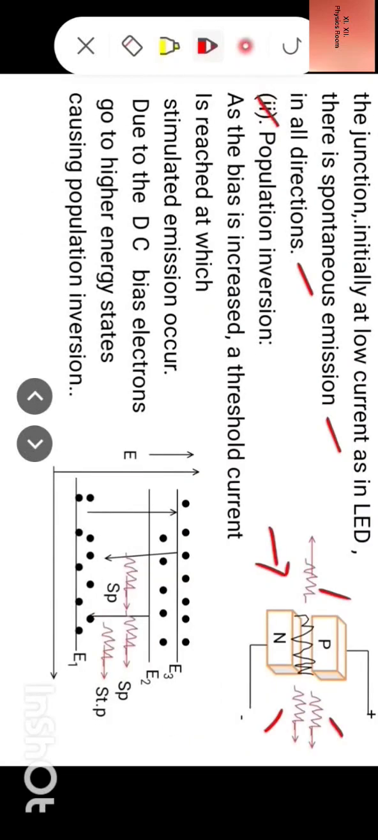Now second step, population inversion. As the bias is increased, a threshold current is reached at which stimulated emission occurs. Due to DC bias, electrons go to higher energy states, causing population inversion. So at threshold current, the electrons will shift to excited states, causing population inversion.